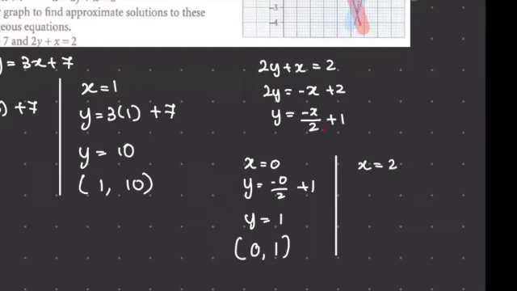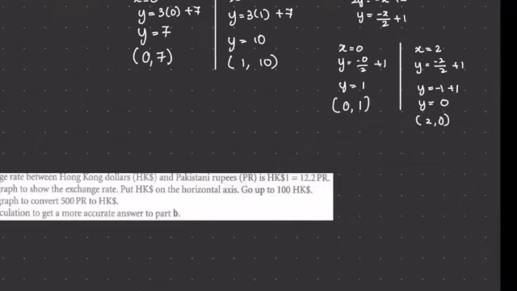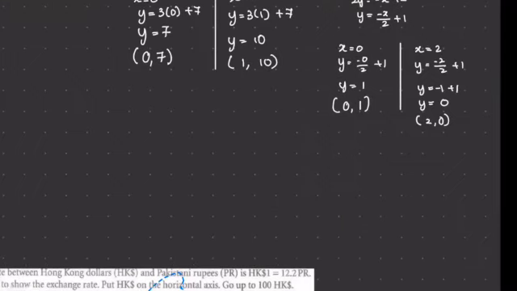Depending on the denominator here, if it's 3, then multiples of 3. Y is equals to negative 2 over 2 plus 1. Y is equals to negative 1 plus 1. Y equals to 0, so the coordinate is 2, 0. There we go. We've got two coordinates for each line, and then we should just be able to draw the line and then be good to go. Let's move this downwards so that I can draw a line for this.